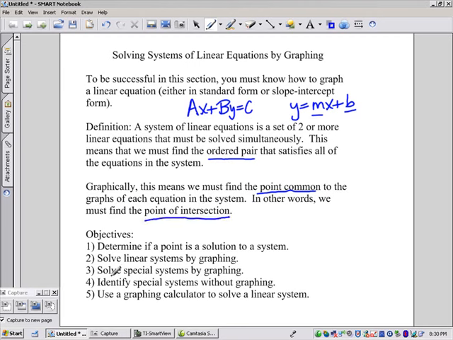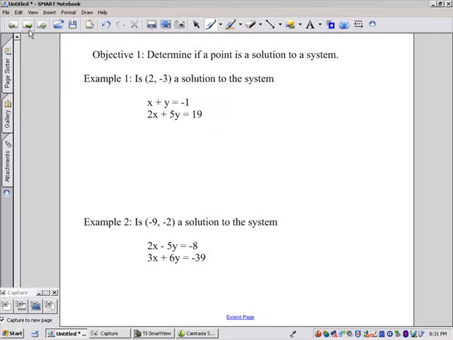So in this section, we are going to determine if a point is a solution to a system, solve linear equations by graphing, solve special systems by graphing, identify special systems without graphing, and use a graphing calculator to solve a linear system. So let's take a look at our first objective, that is to determine if a point is a solution to a system. We can do this without having to graph, we can just do it algebraically.